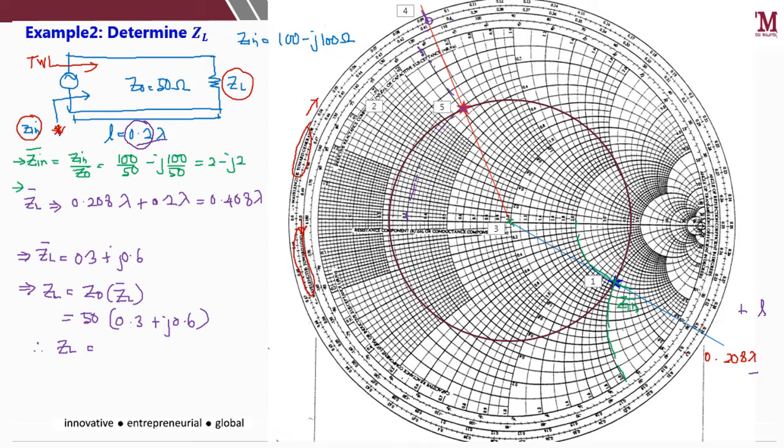So what happened in a new case 2, if the L equal to maybe 0.3 lambda, so your ZL position will be the current 0.208, the current position of Zin, plus the L 0.3 lambda is equal to 0.508 lambda.